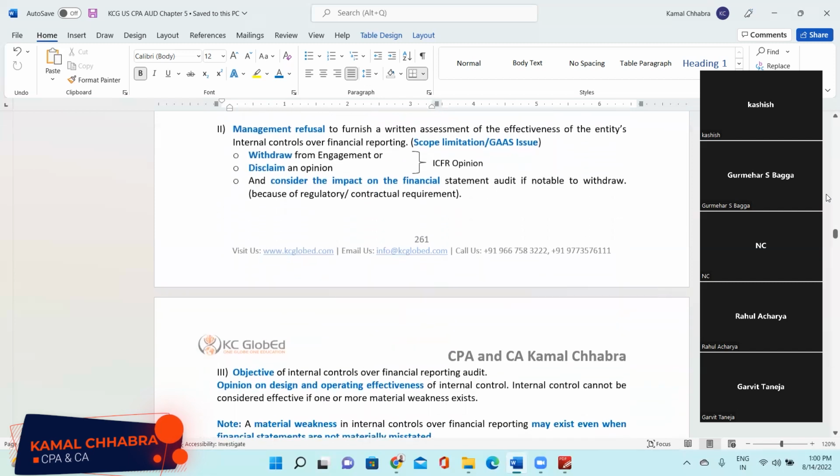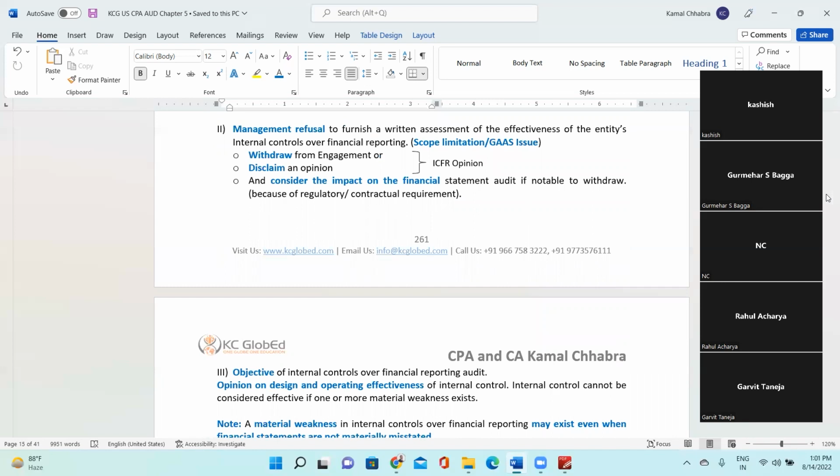Second point is management refusal to furnish a written assessment of the effectiveness of the entity's internal control over financial reporting. That means it's a scope limitation. That means it's a GAAS issue. If management does not perform the internal audit, does not test the effectiveness of internal control, and does not issue any reports to you, then it's a scope limitation, it's a GAAS issue. Then you need to assess whether you want to withdraw from the engagement or disclaim the opinion, because it has a pervasive impact, right?